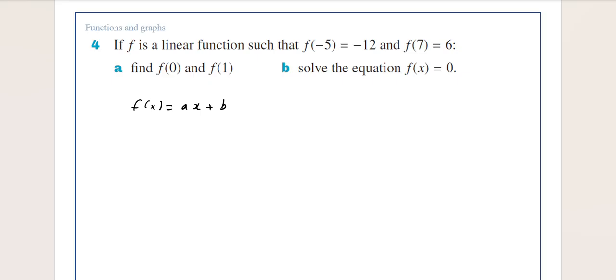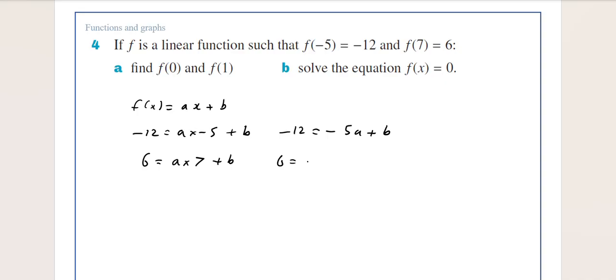And what I can do is exactly what I was doing like a minute ago. I can replace f of x with minus 12, and I can replace x with minus 5. So we get a times minus 5 plus b. And then I can clean this up a bit by saying minus 12 is going to be minus 5a plus b. That's my first point, minus 5, minus 12. Same deal for the second point. I can say that y would be 6 when x equals 7. So I'm going to get this as my equation, clean it up, and say that 6 equals 7a plus b.